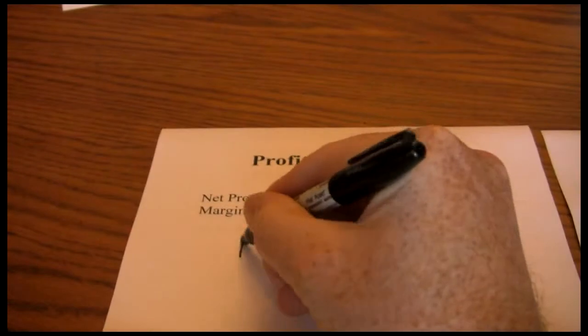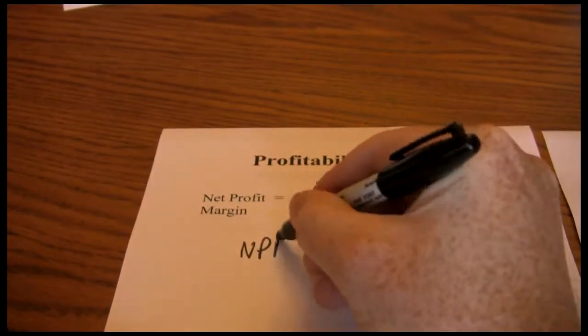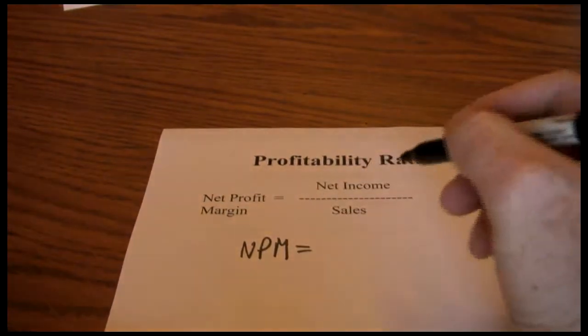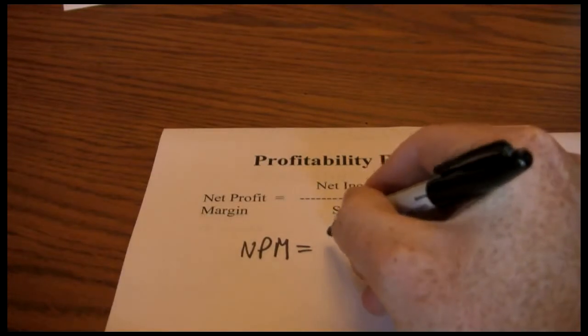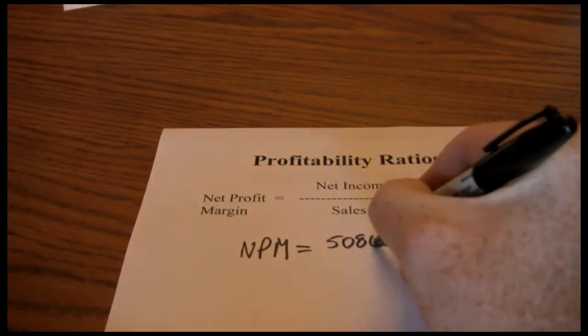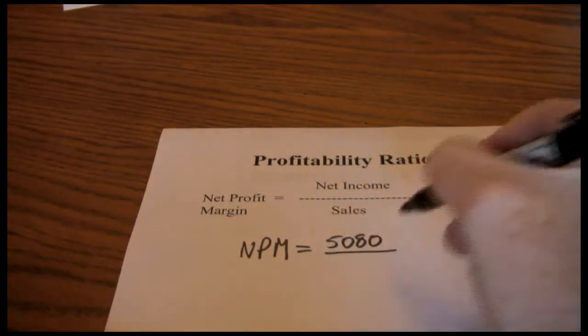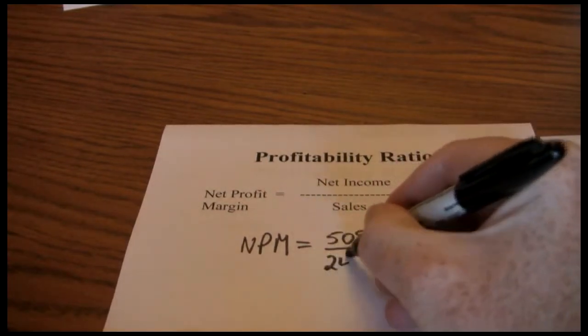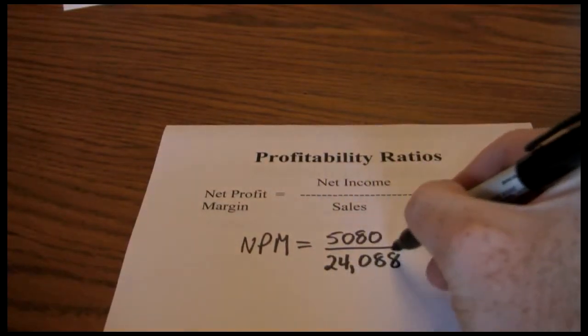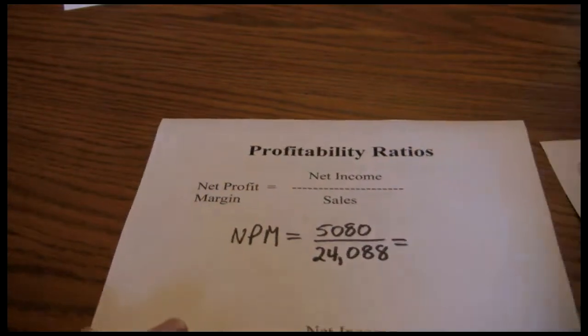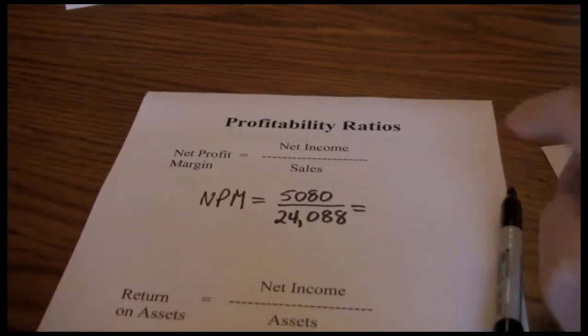So we just want to take our net profit margin as net income, 5,080, divided by our sales, and now go to our calculator.